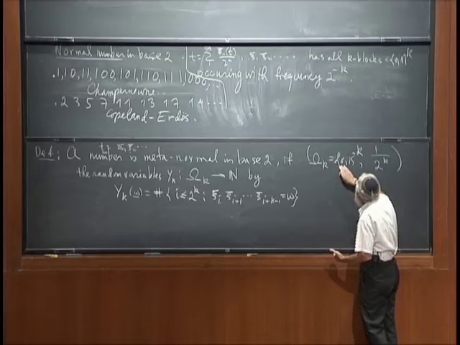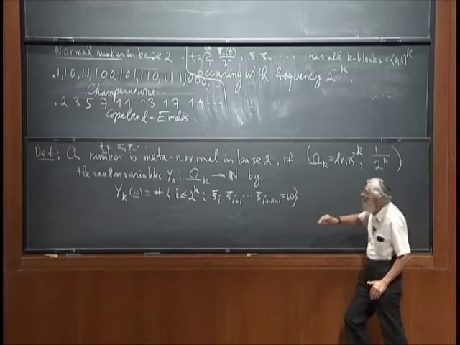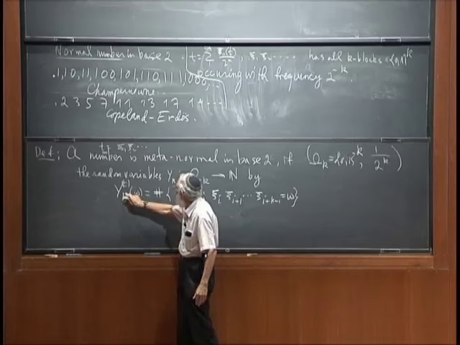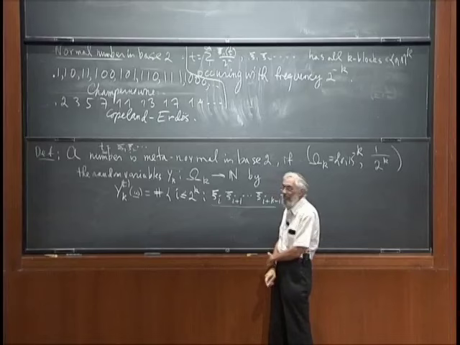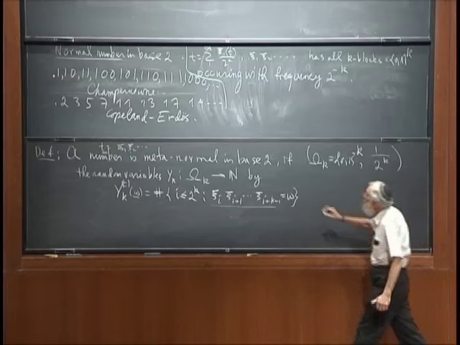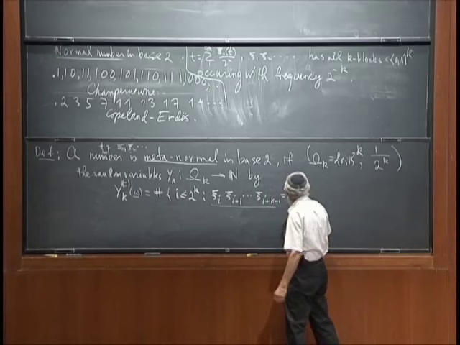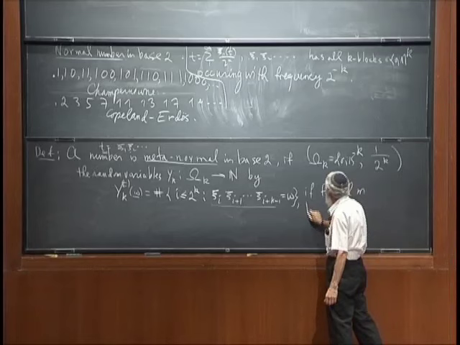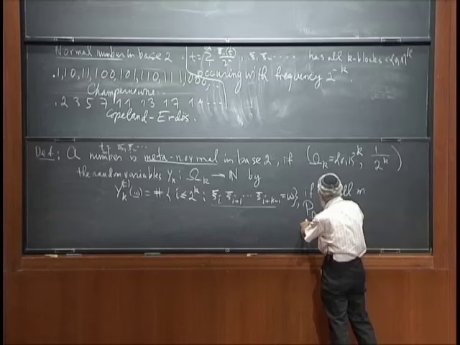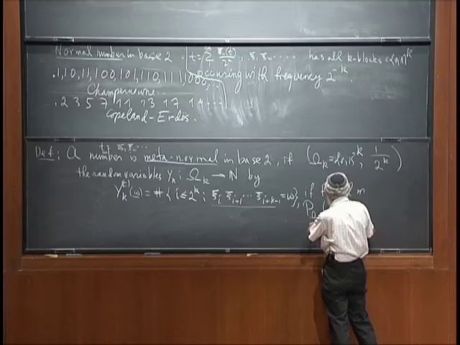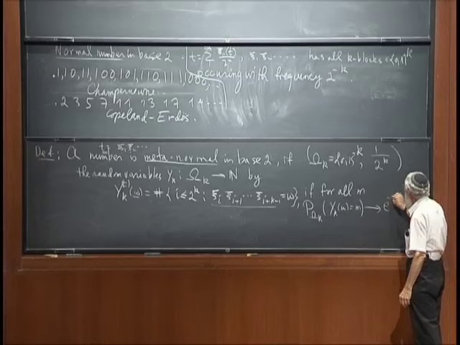Yk may take different kinds of values depending on t. There's a t here which I've suppressed. It appears here. This depends on t. So a number is metanormal in base 2 if for all m the probability on this sample space, so I'll write down here P_k of omega, that Yk of omega is equal to m converges to e to the minus 1 divided by m factorial.